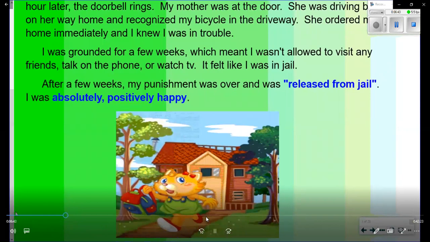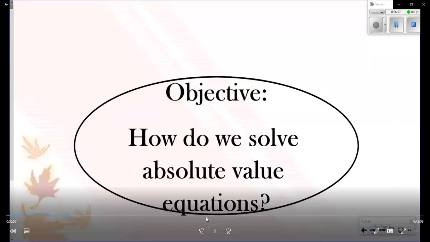So this is going to lead us to our next lesson, and you'll find out why I've bolded and quoted "released from jail" and "absolutely, positively happy." Our lesson is absolute value equations. And the objective is, how do we solve absolute value equations?